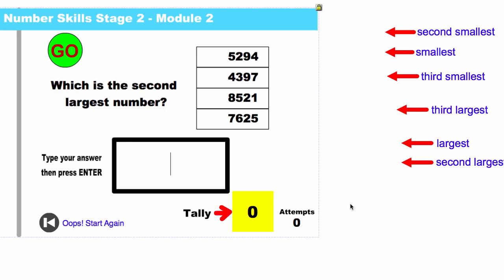Let's have a practice of these with our number generator. It says which is the second largest number. So we're going to use the largest idea here. We need to find the largest one. So let's see, we've got in the thousands, we've got 5, 4, 8. Now 8 is bigger than 7. This must be our largest number. So we're going to put the largest number there.